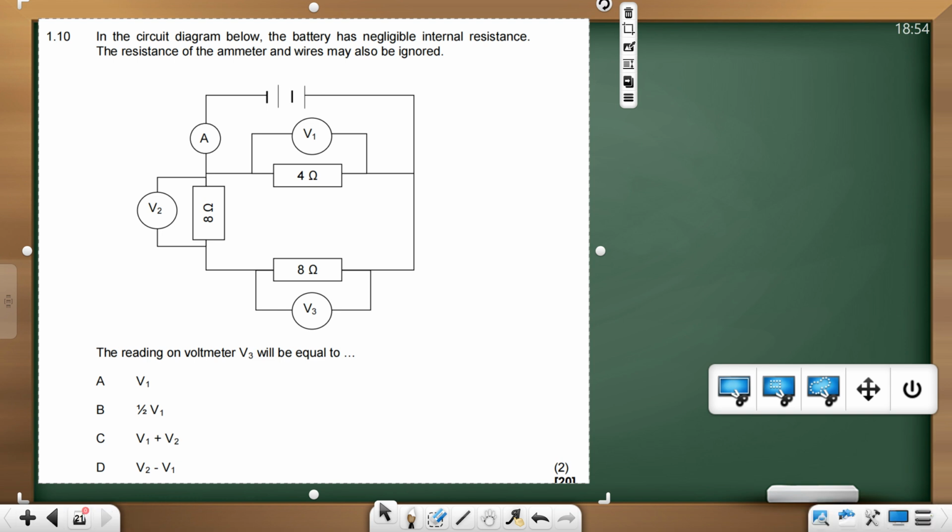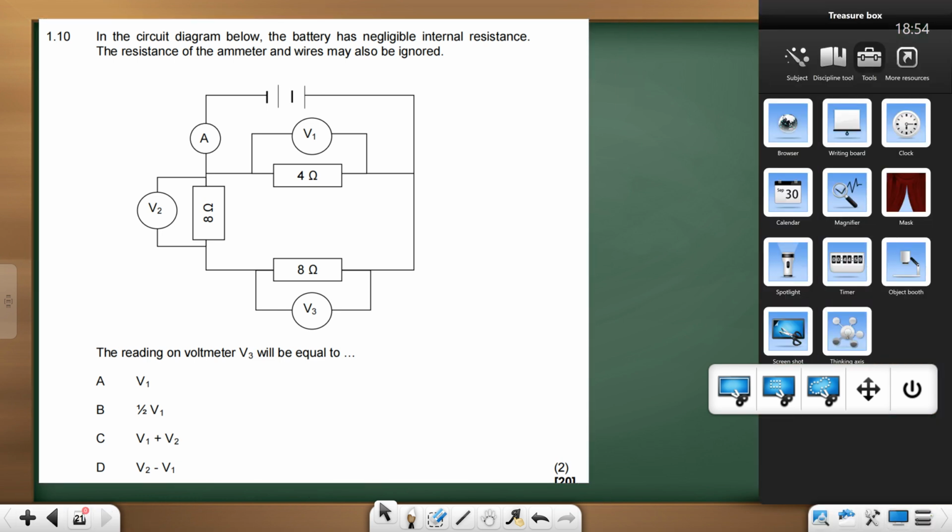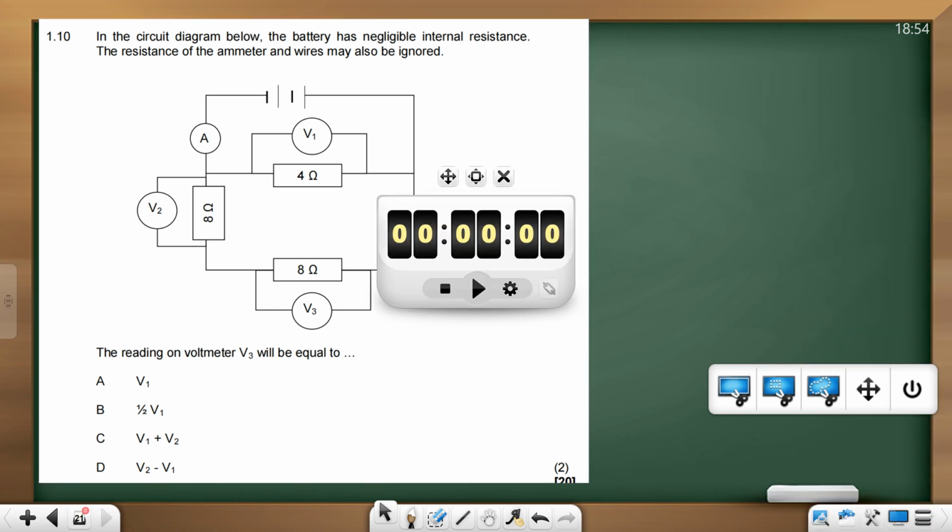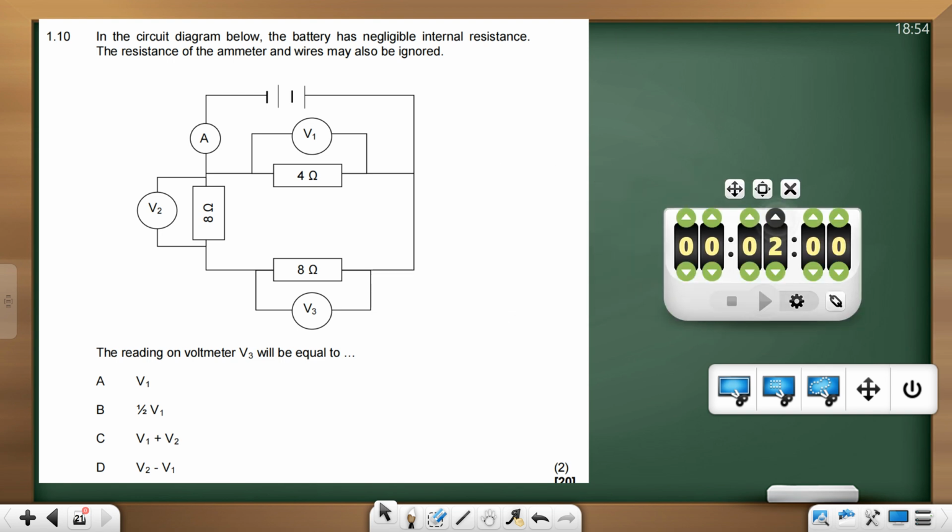Please don't guess. Don't start guessing. Some of you already have an answer. You haven't even read the question. 4 minutes, because you have to reason.